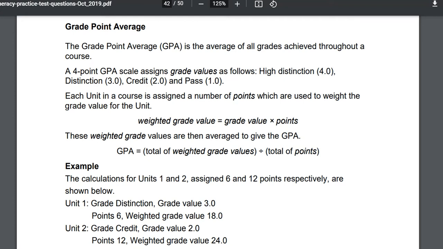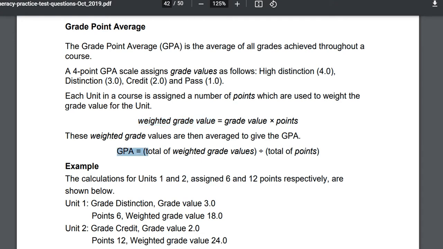Each unit in a course is assigned a number of points which are used to weight the grade value for the unit, because the weighted grade value is the grade that you actually obtained multiplied by the points for the unit. So if you had to do a final year project, for example, that might be worth 10 points, whilst a normal subject might only be worth 5. Therefore, it's going to be of greater importance. It's going to make a greater weighted grade value if you got a distinction for a final year project as opposed to a distinction for a normal subject.